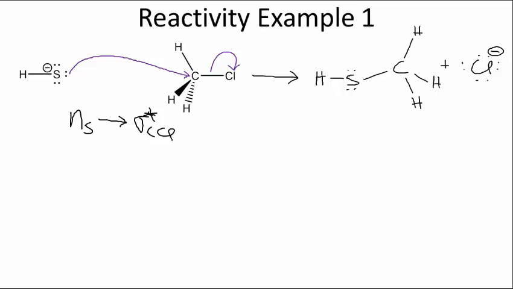One mistake people sometimes make is to draw the arrow going to the bond because they think, oh, I'm attacking the CCl bond, so I'm going to draw the arrow there. You don't want that to happen. You want your arrow to go to the atom that's actually going to accept the electrons.